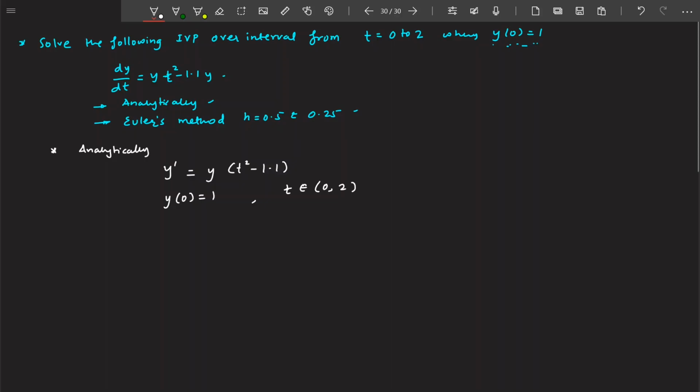I think solving this analytically is going to be very simple. You first write down dy by dt equals y t square minus 1.1. I'm sorry, this is going to be t. By looking at this differential equation, you'll realize that you can solve it by separation of variables. You are going to separate the variables. Dy upon y is equal to t square.